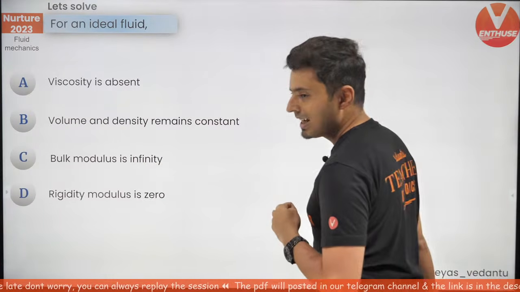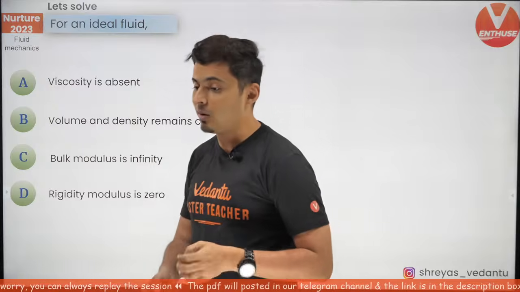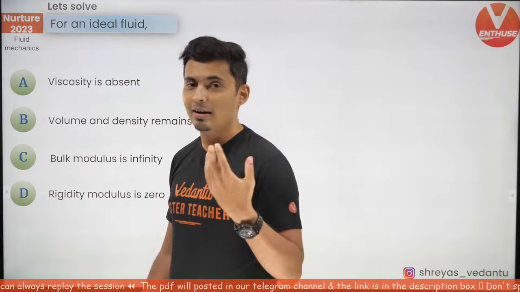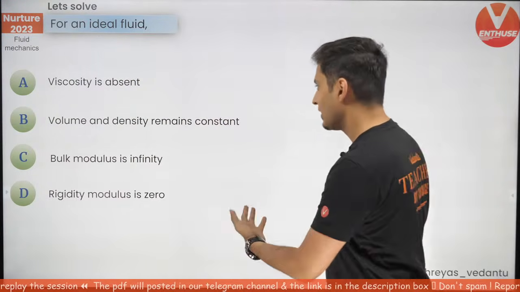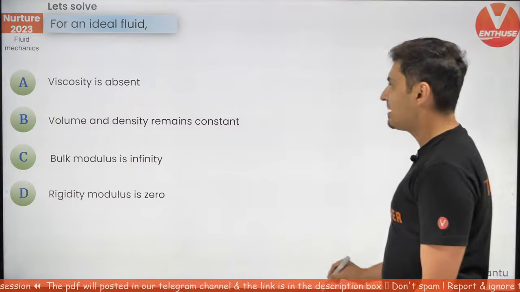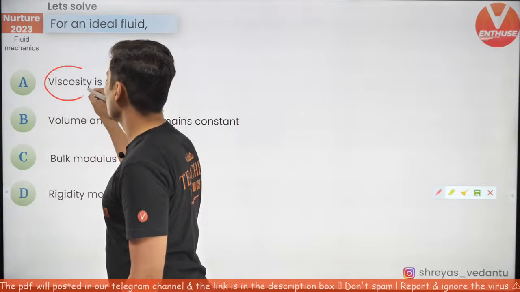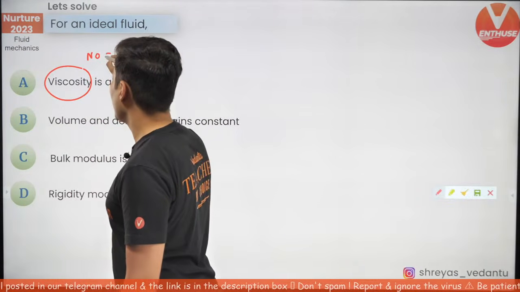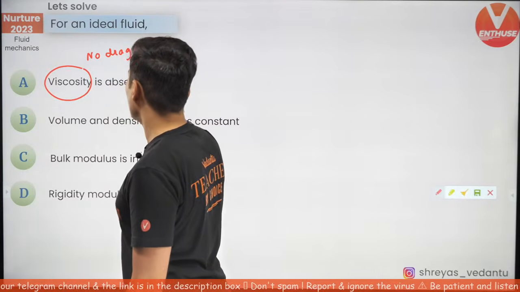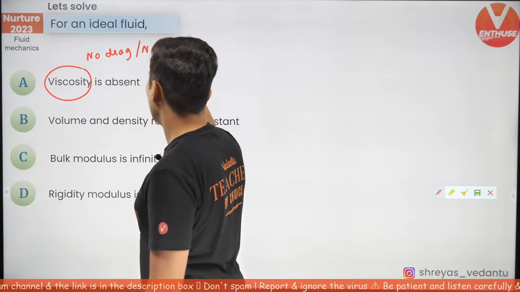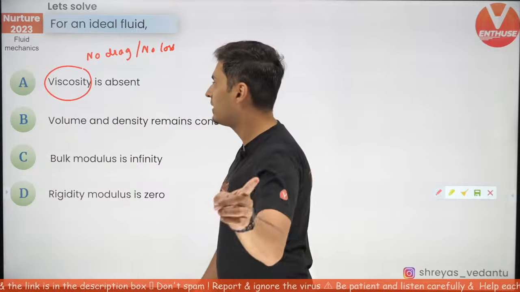Very interesting. And the correct answer is actually all of them, and all of you are wrong because all of them were correct. So, viscosity is absent. I just mentioned viscosity. No drag forces, no losses. That is the characteristic of an ideal fluid.